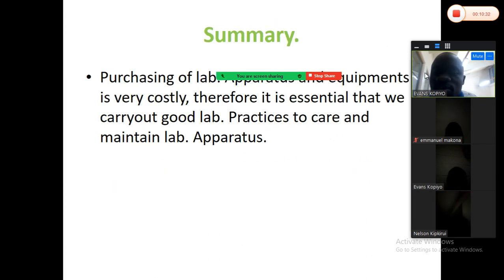We can summarize our lesson by saying that purchasing laboratory apparatus and equipment is very costly. Therefore, it is essential that we carry out good laboratory practices to care for and maintain laboratory apparatus. As Nelson has just said, to care simply means to keep in proper working condition. So in short, our apparatus and equipment must be kept in proper working condition.